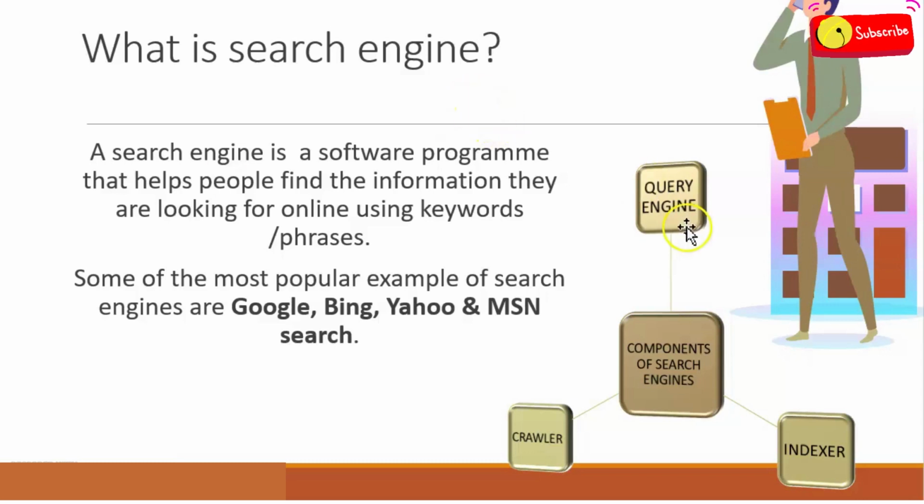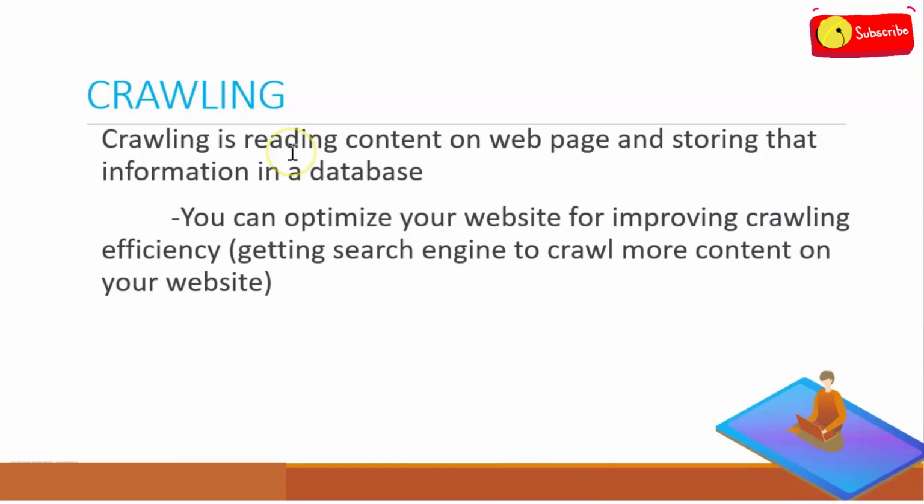A search engine works on three components. One is your query engine, where you can put your query. Next is your crawler and indexer. We will learn in further slides what all that is. First of all, crawling. What is crawling? Crawling is reading the components on a web page and storing that information in a database. You can optimize your website for improving crawling efficiency, getting search engines to crawl more content on your website.